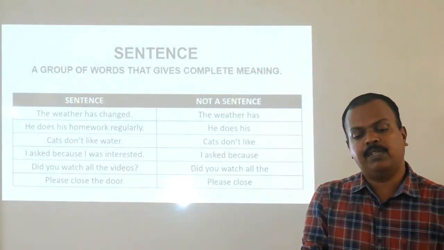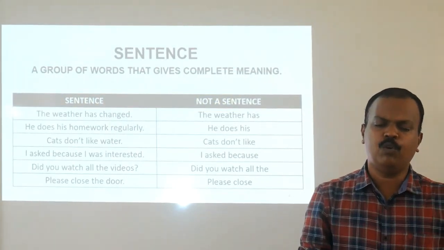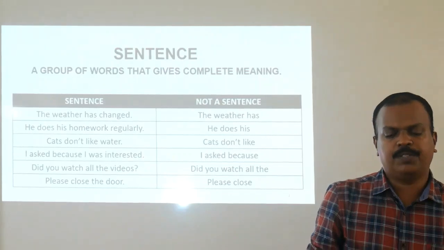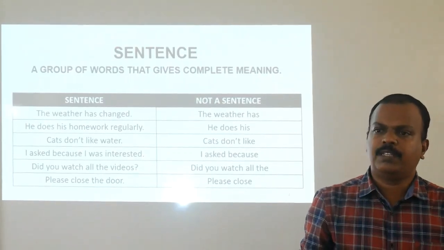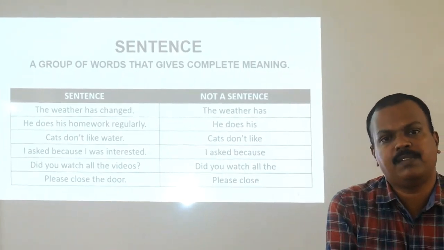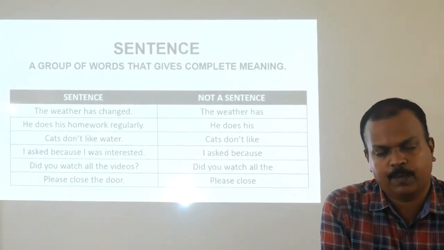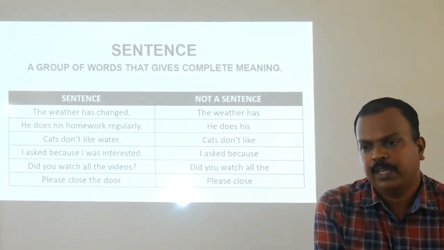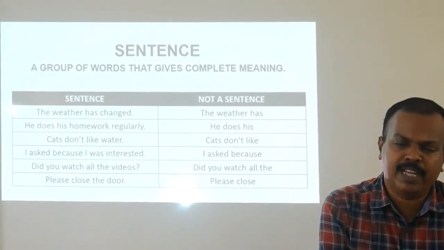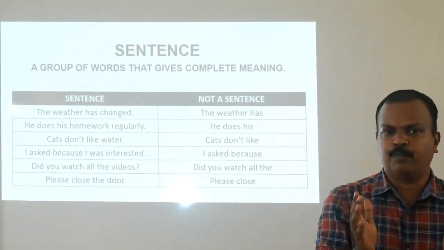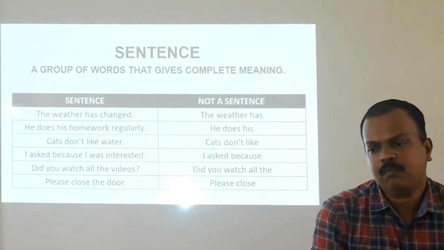So we have sentence. You already know the definition of a sentence. What is the definition of sentence? Well, it can be worded in different ways, but basically a sentence is a group of words. It's a group of words, but it has to be meaningful. It has to give us a complete meaning. It has to make complete sense. So we call that group of words a sentence.